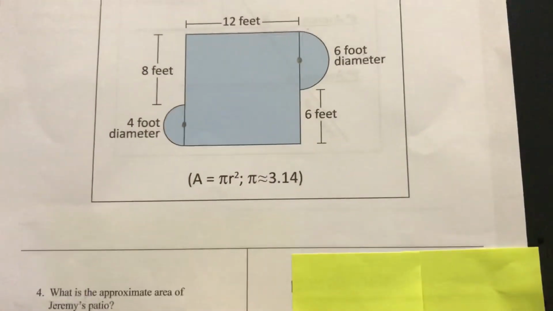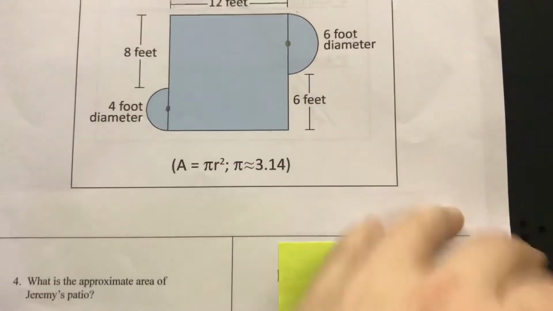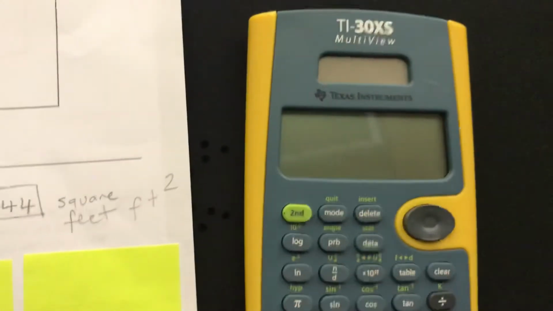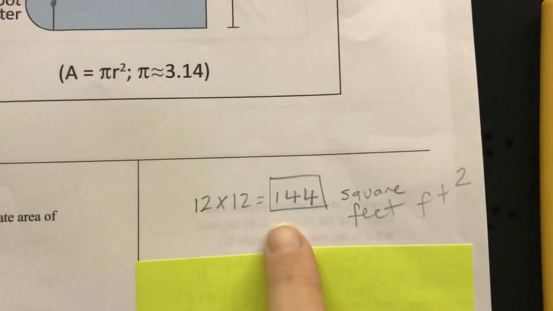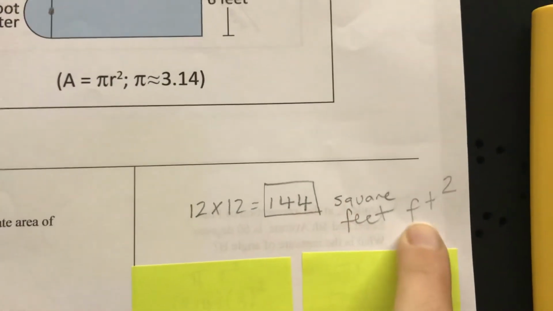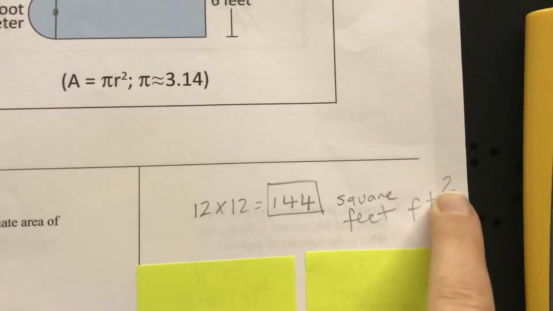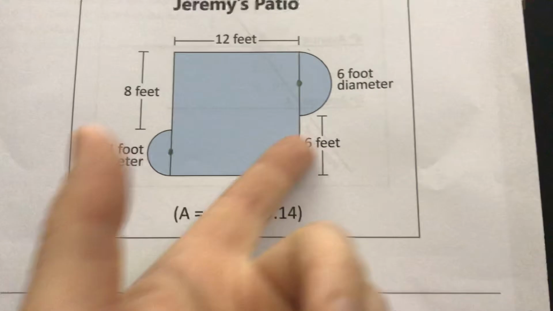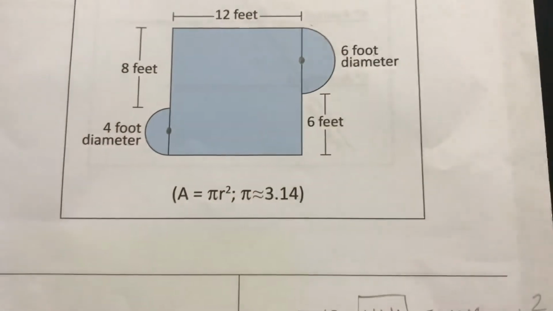So 12 times 12 is going to give me, many of you know this from your multiplication facts, or you can plug it into the calculator, and use your phone calculator. So I have 12 times 12 is going to give me 144 square feet, which I can write like this, feet with a little square. Okay, so that's only step one. That's just the square. I still have to figure out the circles.